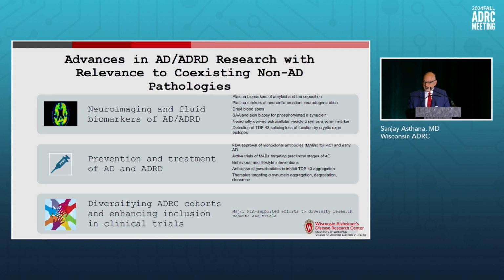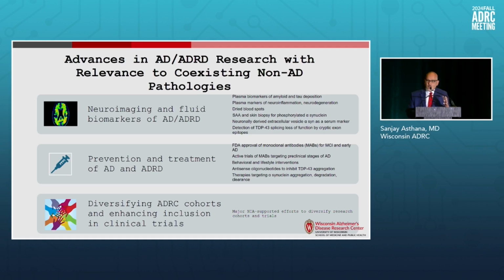And also in the area of TDP-43, you all are aware of the cryptic exons, through which we can detect TDP-43 loss of function. That is another potential fluid biomarker for TDP-43. So there are some advances being made in the area of biomarkers for alpha-synuclein and TDP-43 as well. But in addition, we are really applying the knowledge we've gained from AD research to the biomarker field for these diseases. In the area of prevention and treatment trials, for the first time, we got the FDA approval for disease-modifying therapies.